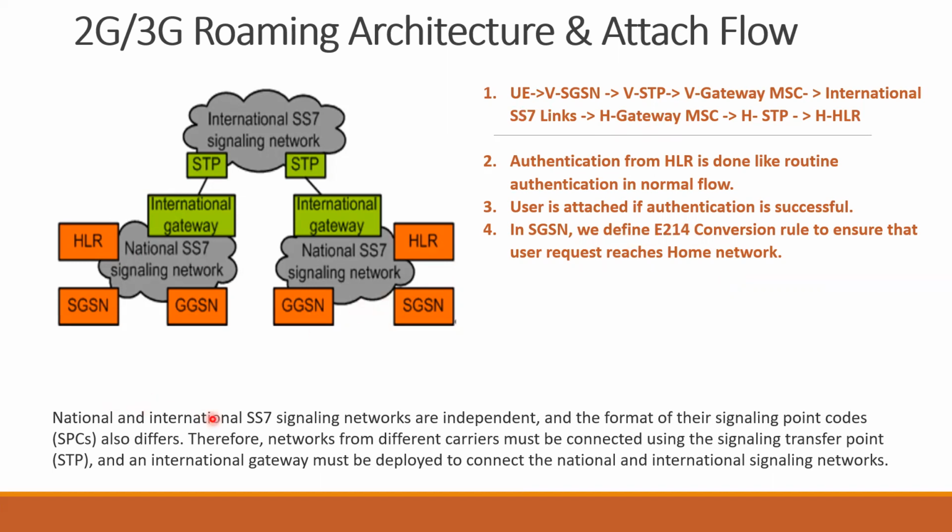Now, national and international SS7 signaling networks are independent, and the formatting of the signaling point code also differs. Therefore, networks from different carriers must be connected using STPs, and an international gateway must be deployed to connect the national to international signaling, because this is going to be using some signaling codes which may be used by the other operator's signaling code as well. So you need to have a unique code that identifies which specific operator the user belongs to. Hence, we need to connect these national networks via an international SS7 signaling network.